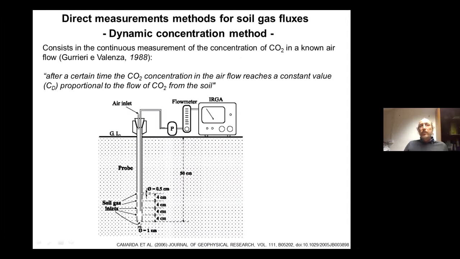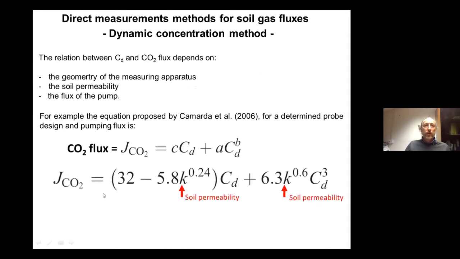Which direct methods do we have? One of the methods is known as the dynamic concentration method, and in this case we are using a probe. We are sucking the gas and we are measuring the concentration of the gas with an infrared sensor. And according to the authors, the magnitude of the flux is proportional to the concentration of the gas after a certain time of measurement. So we can compute the flux on the basis of this concentration that is named dynamic concentration. But again, to compute the flux, for example, using this equation proposed by Camarda and co-authors in 2006, if you want to be very accurate, we need to know the soil permeability.